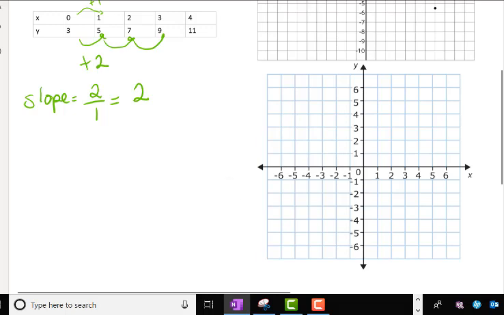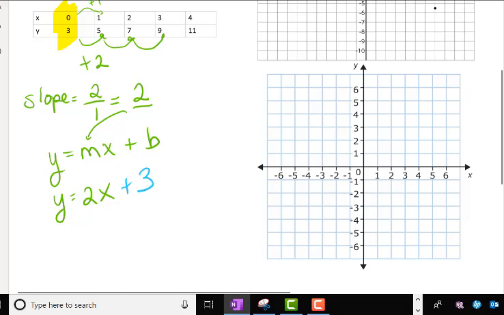So we know my equation is going to be y equals mx plus b. My slope is 2. That goes in for m. So y equals 2x. Now I need the y-intercept. So remember, the y-intercept happens when x is 0. So right here, that's my y-intercept. So my y-intercept is positive, so it'd be plus 3.